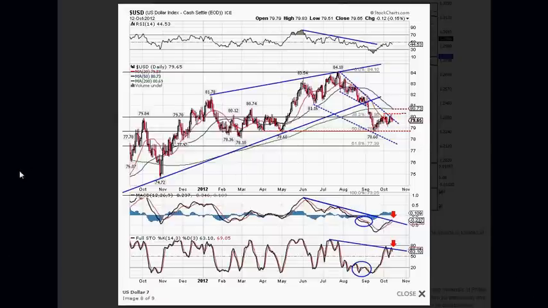Support on the downside is clearly located here at 78.68, followed by 77.39 before we move any lower.